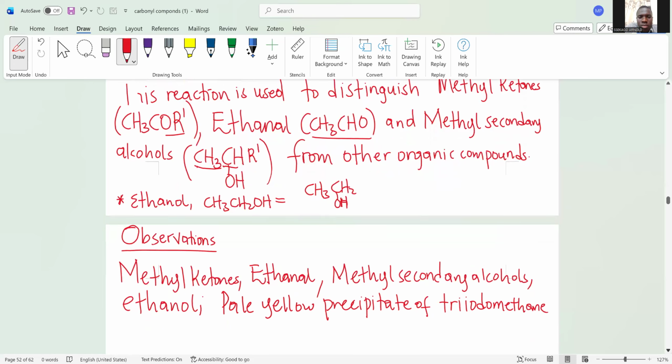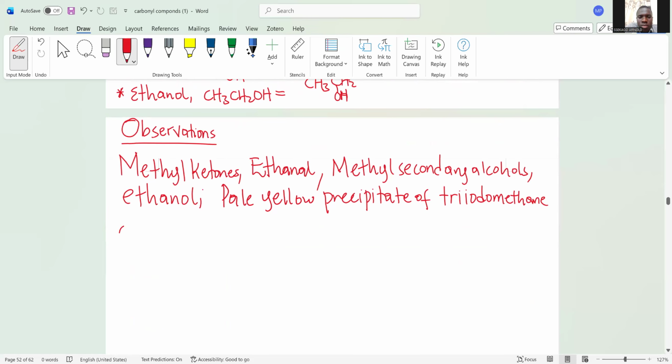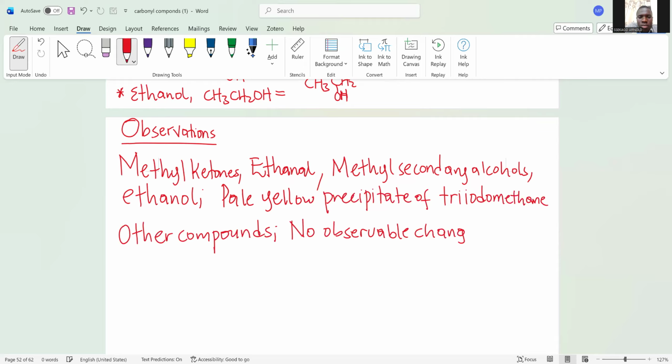Now, with the other compounds, any compound which is outside the mentioned bracket, nothing is observed. No observable change. The reaction does not occur. Therefore, the other compounds can be distinguished from the first category using a solution of iodine in the presence of sodium hydroxide. So what are the equations? Next, we are going to explore these equations. Allow me to stop here.